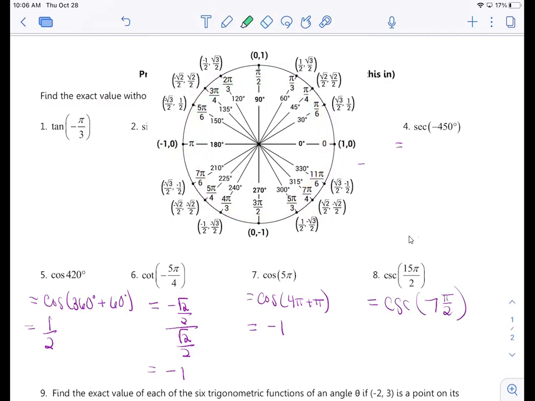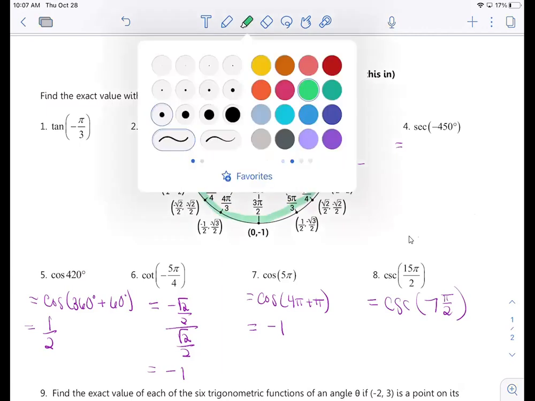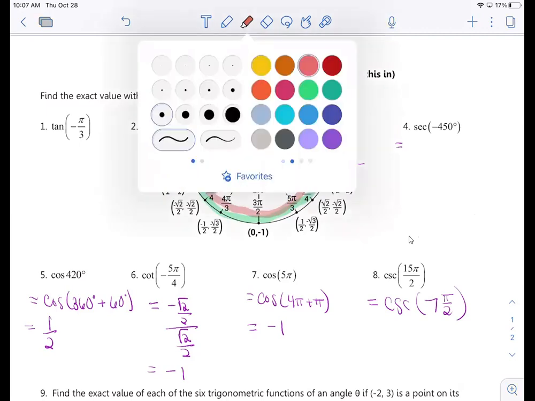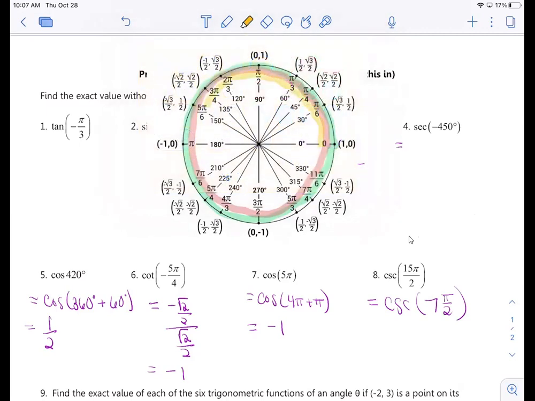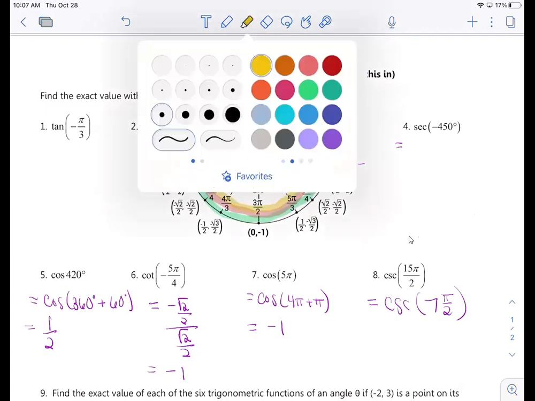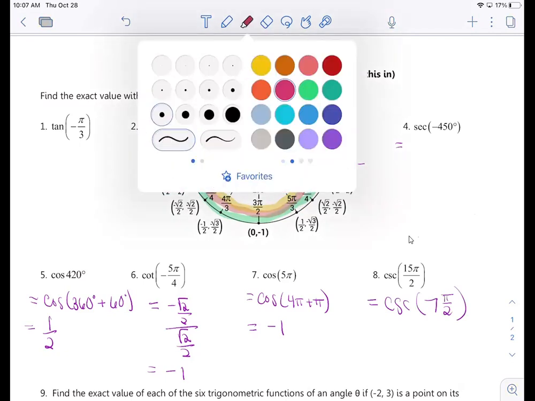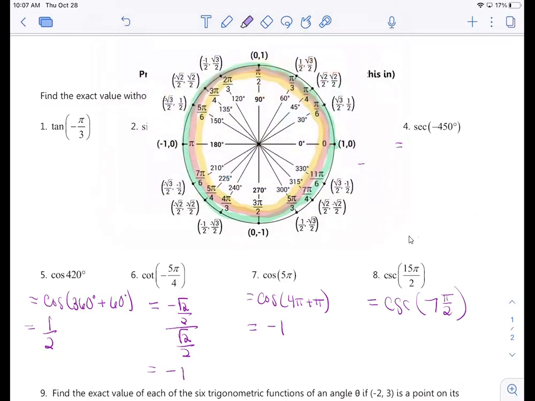Okay, so 7, I need to go around 7π. So that doesn't mean 7 times. Be careful of that. 1 revolution is 2π. I'm going to go around again. 4π. Go around again. 6π. But then I need, let me choose a different color so it all stands out, I need to get to 7π, so I go here. So this is 7π.